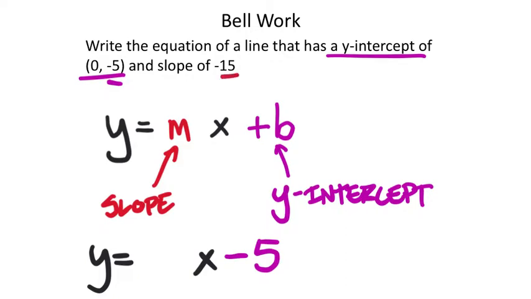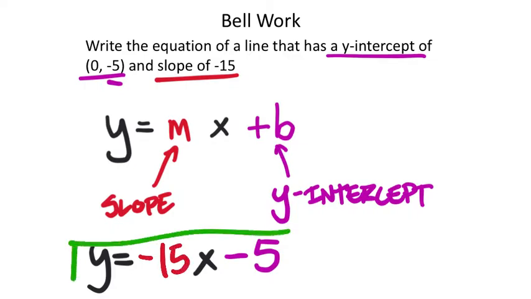Well, they also gave us a slope of -1/5 right there. So where the slope goes, that's the coefficient of x. Again, I'm just filling in this blank essentially, which is -1/5. This right here would be considered the equation in slope-intercept form.